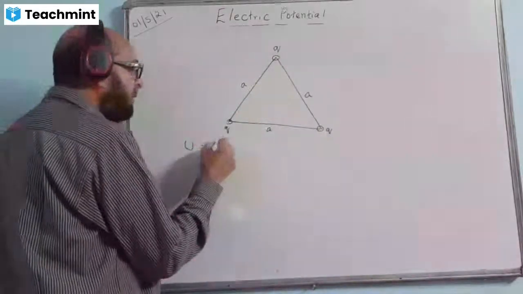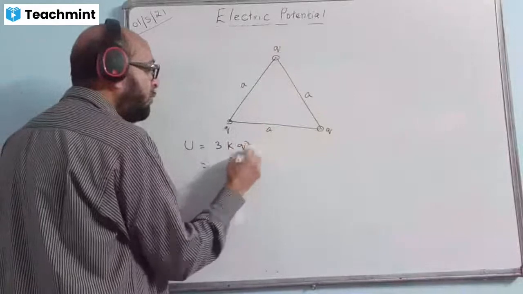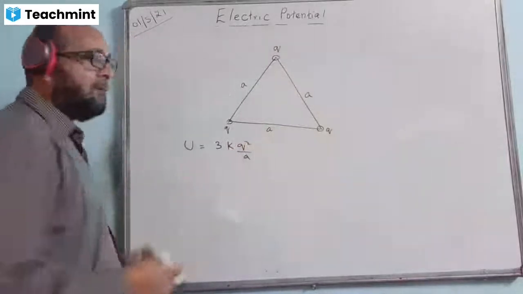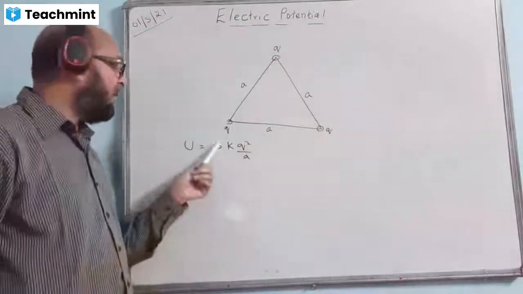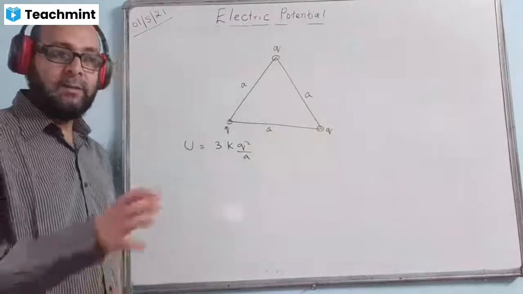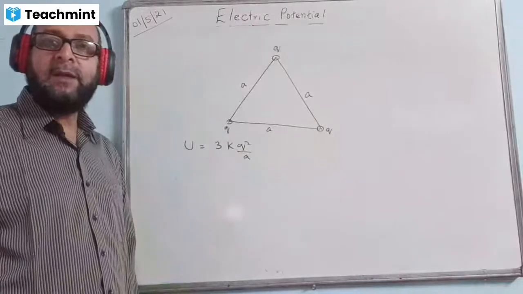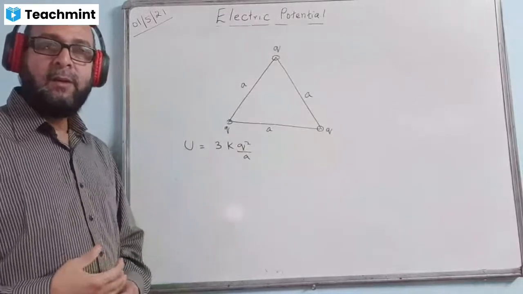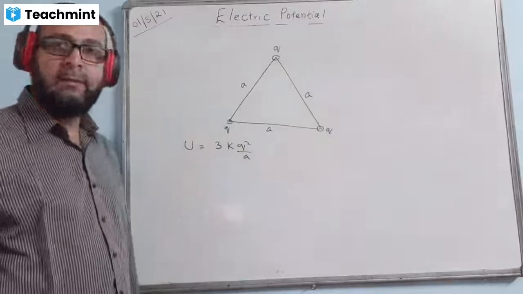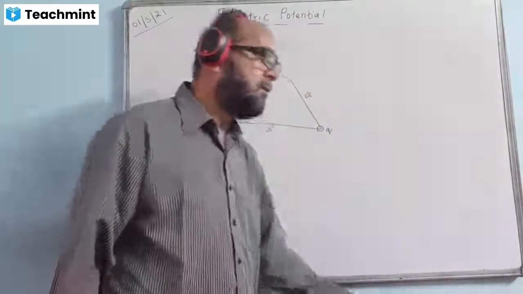We can directly write 3K Q1 Q2, which multiplies and becomes Q squared by A. So in one line the answer will come. And the K value is 1 by 4 pi epsilon naught. They may give this type of question in MCQ, multiple choice question. So there we will work it out directly. Okay, understood?